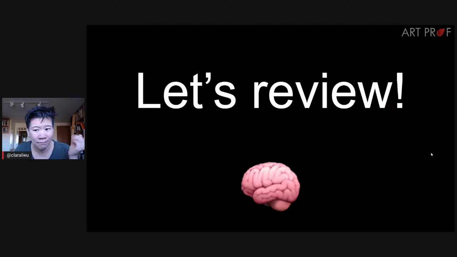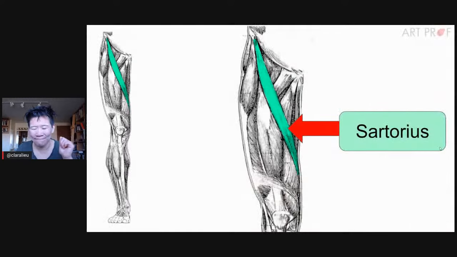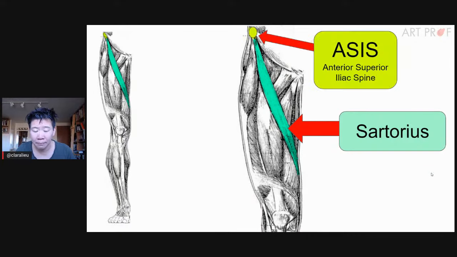All right, everybody, ready for the review? We've got the sartorius, a thin strap-like muscle that curves towards the inside of the thigh. ASIS at the top is where it begins, the anterior superior iliac spine. Honestly, the only reason I learn these words is so I can sound smart. That's it. There's no other extremely compelling reason for me to say all those names.